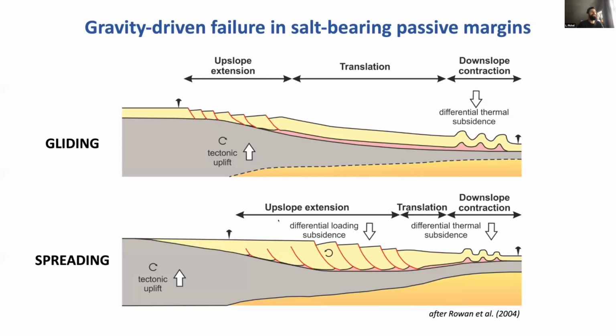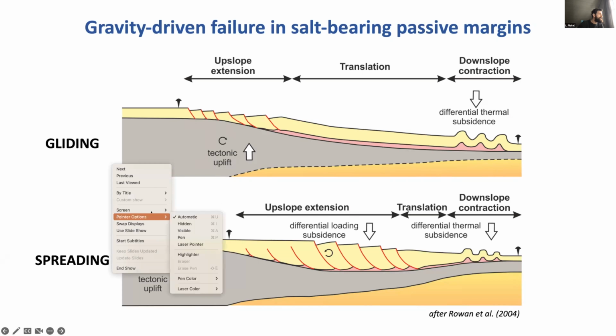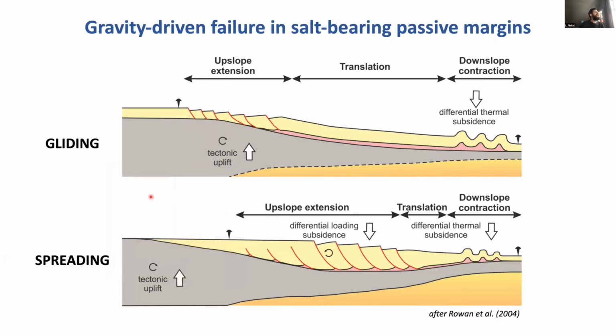Just a quick introduction about the process of salt deformation on passive margins or rifted margins. Salt is deposited usually in the last stages of rifting or just after rifting in most cases. So deformation is usually driven by gravity, by two main processes. I have two primary drivers of salt tectonics in those settings: gliding, which is the slope of the salt basin, usually dipping regionally seawards, and spreading, which is the differential loading of prograding post-rift sediments.